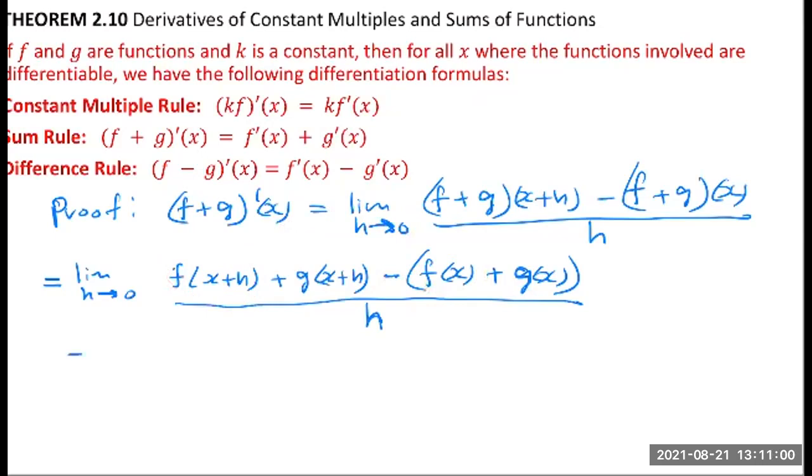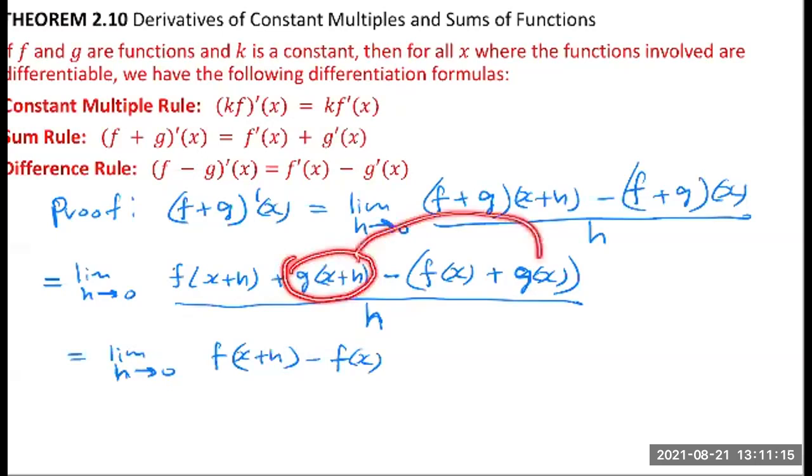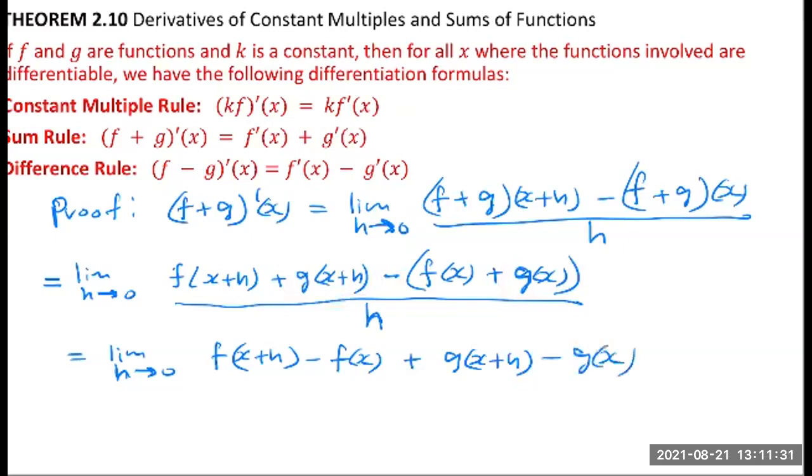I'm going to rearrange my top. Limit as h approaches 0, f of x plus h minus f of x, and then I'm going to write these two terms together again. Here you have minus g of x because you have a minus sign here, and here you have g of x plus h. So I'm going to write those two terms together: g of x plus h minus g of x.